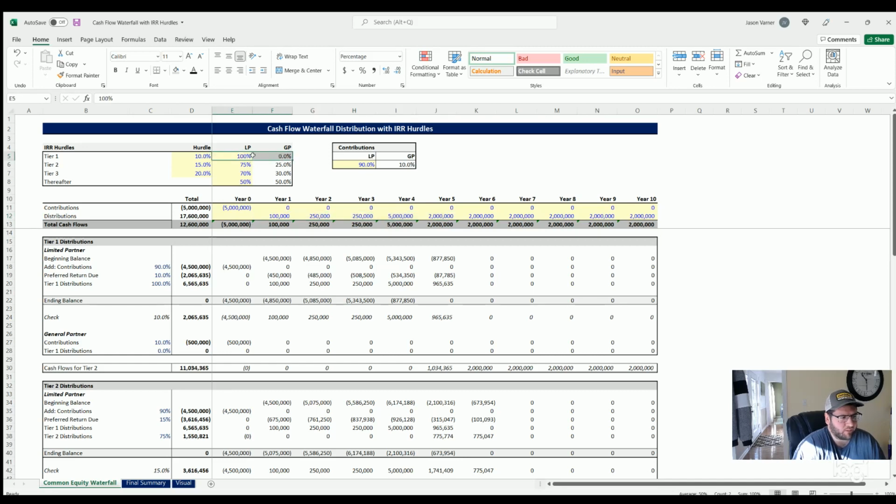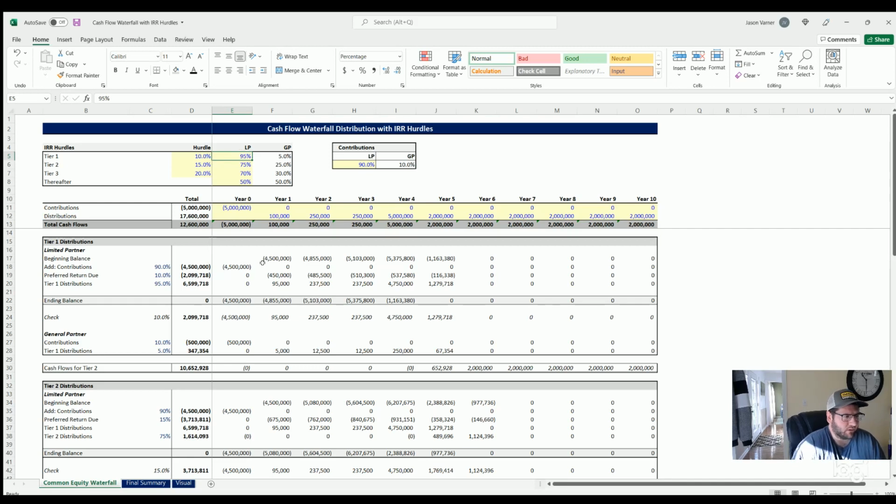And if it's a hard pref, you could say 100% is zero. That means even though the GP put in 10 and LP put in 90, the LP is saying, until I get a 10% return, I want all of the cash that's available to be distributed, 100% of it. Or you could do pari passu and make it 90-10, and then the cash is split in accordance with how it was contributed, so that's pari passu. Or it could be something else, 95-5, whatever.